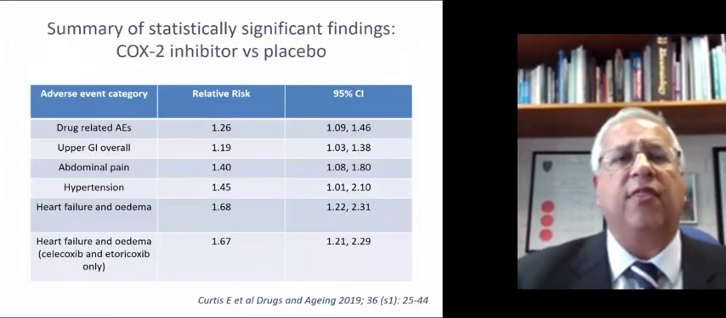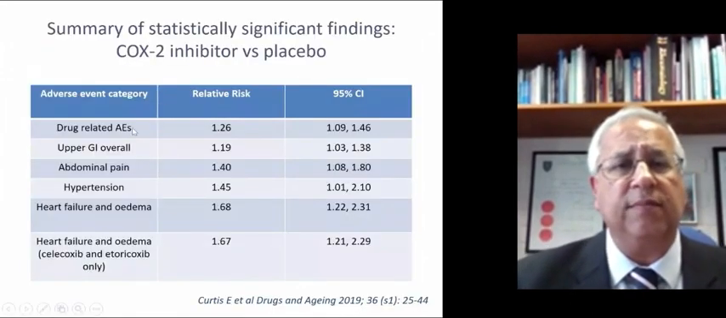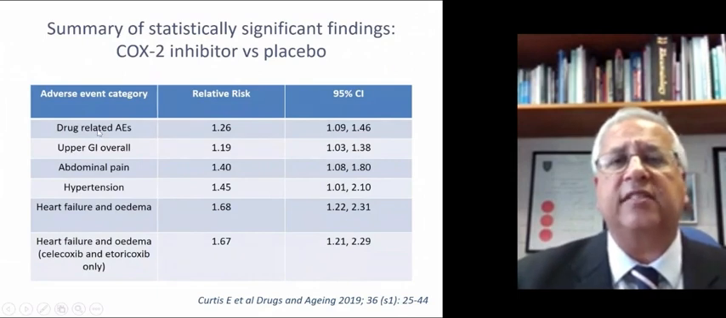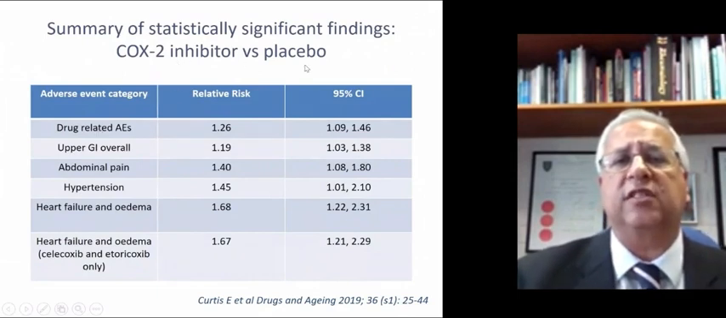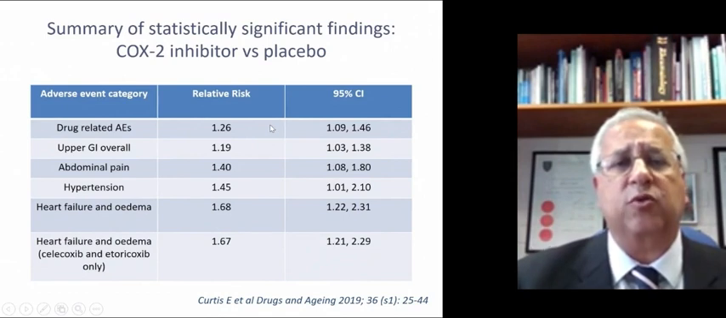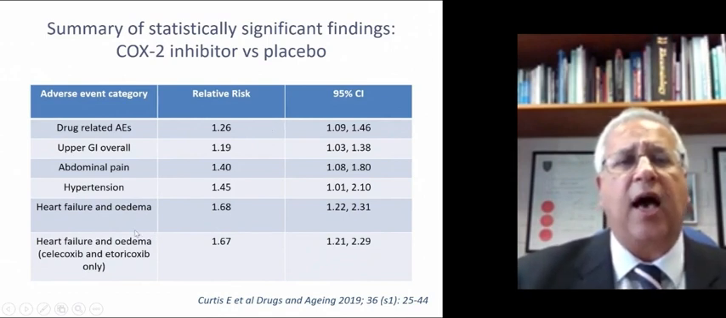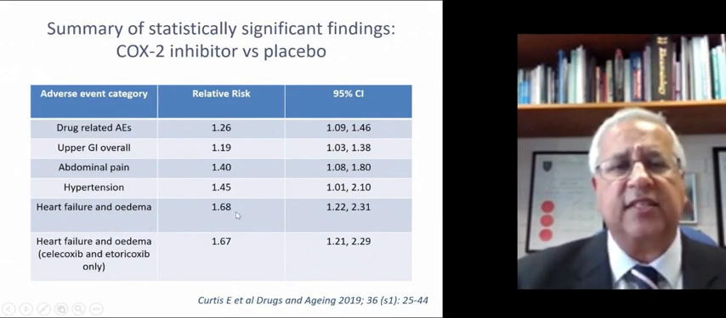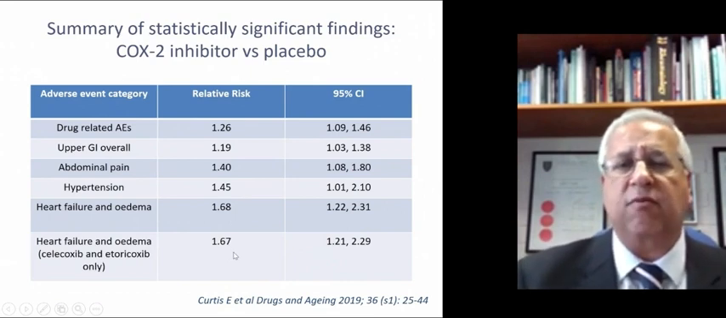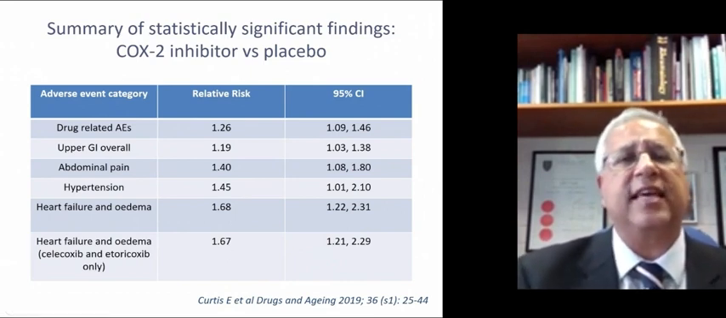We found that, in addition, for drug-related adverse events overall, for COX-2 versus placebo, the relative risk was 1.26. The ones that I've discussed are shown in the remaining rows of this particular table.